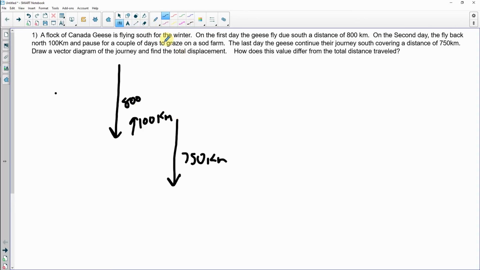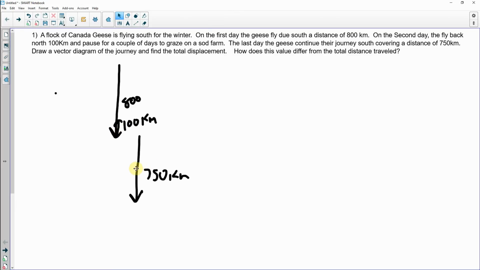If you really want to get technical, these would all be collinear, but I don't think it's going to look very nice because they would all be on top of each other. But technically, it would go like that because we do tip to tail, right? So south 800, north 100, south 750, tip to tail.